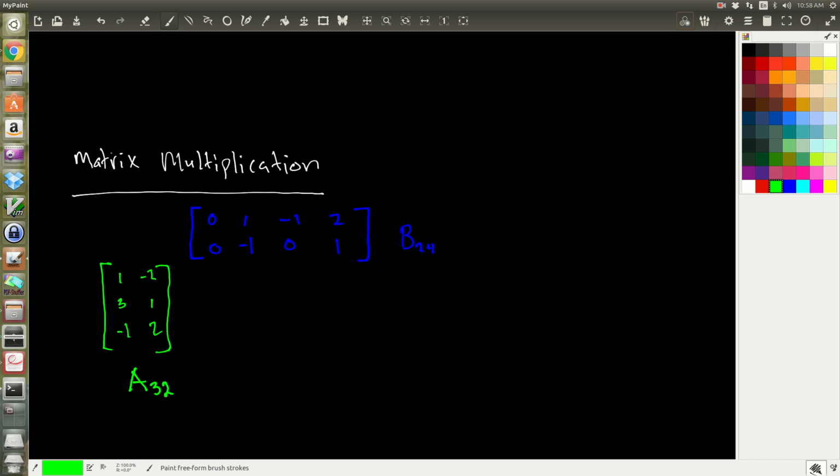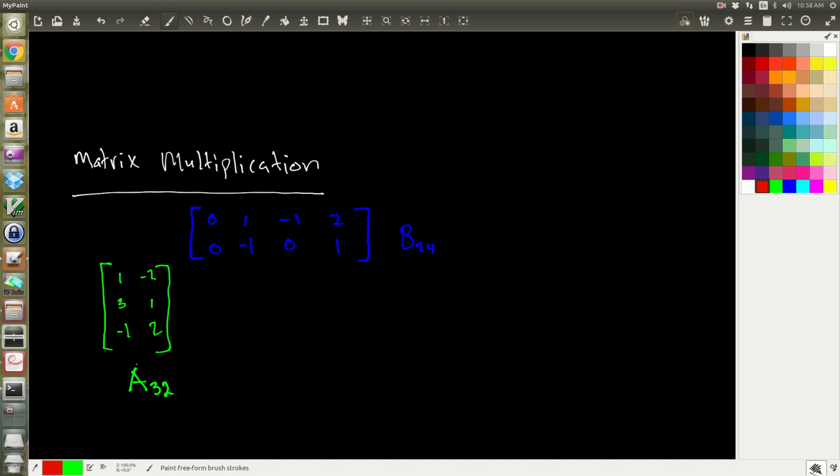In this video, I'm going to explain just a simple way to do matrix multiplication. So here I have two matrices, matrix A in green and matrix B in blue, and let's say I want to multiply these two matrices together.